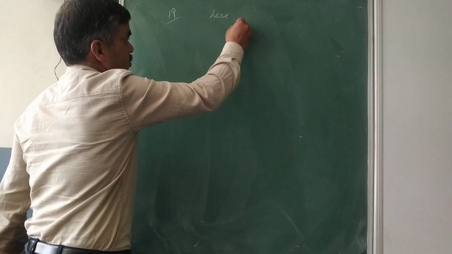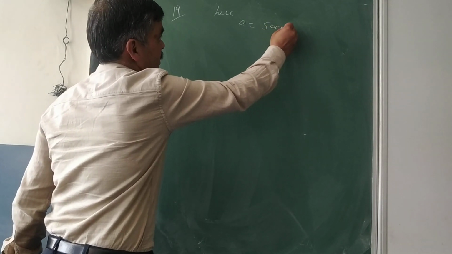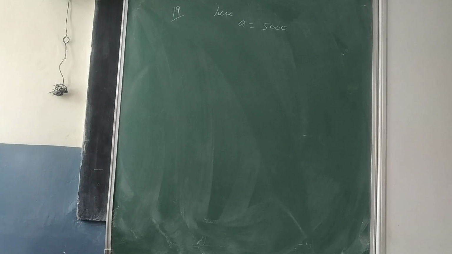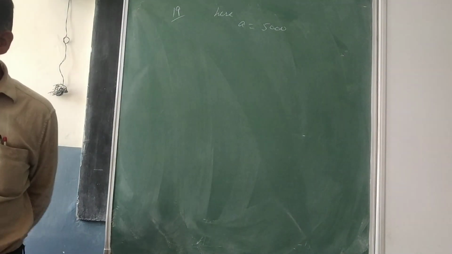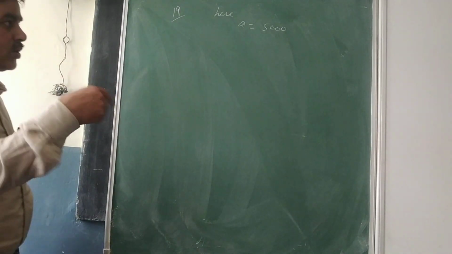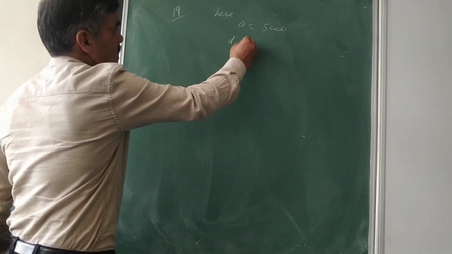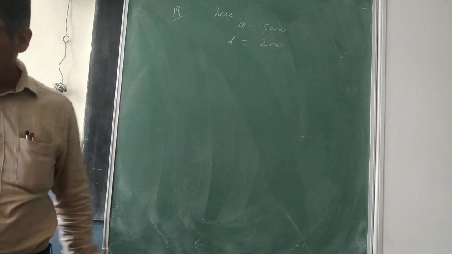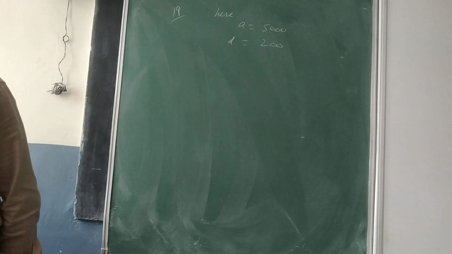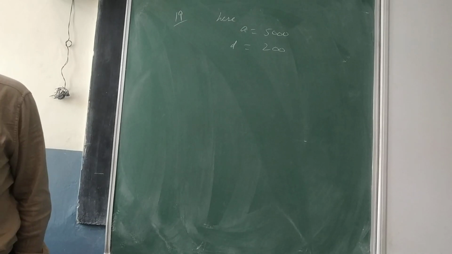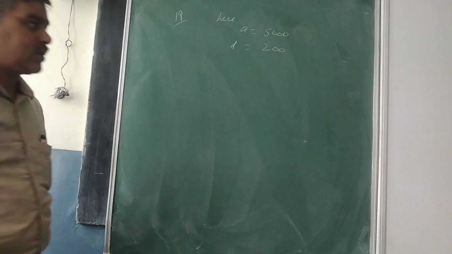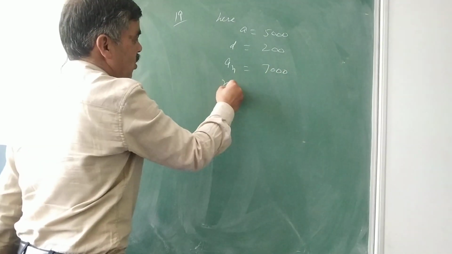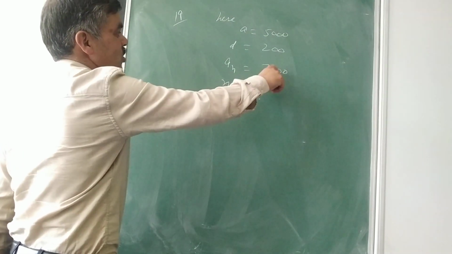So read the question. So here a, that is the first salary he received in the first year, was fixed at rupees 5,000 and he received an increment of 200 each year. So each year 200 was added. So d is equal to what? 200. And we have to determine in which year his income reaches 7,000. So that is the last term somewhere, 7,000. And how many years did he take to reach this?